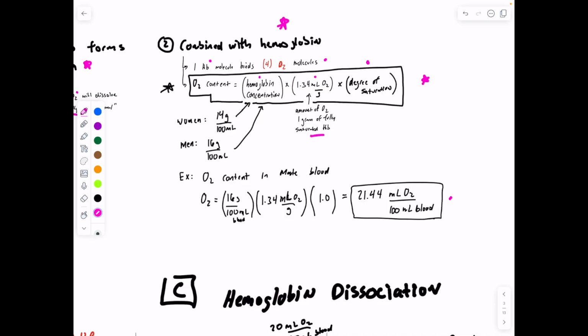All right, and then the hemoglobin concentration is slightly different for men and women. We're given 14 grams per 100 milliliters of blood for women and 16 grams per 100 milliliters of blood for men. So these are static values you just plug in based on whether you're calculating for a woman or man, trying to calculate the O2 content. Milliliters of oxygen per 100 milliliters of blood. All right, so that's not too bad.